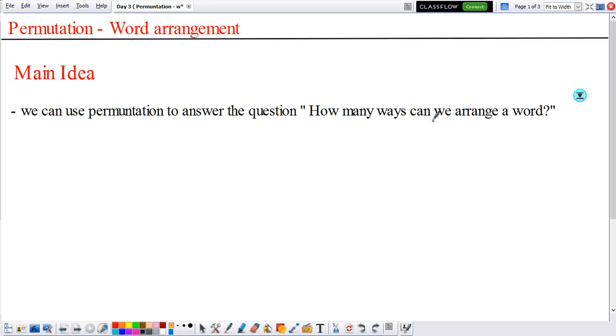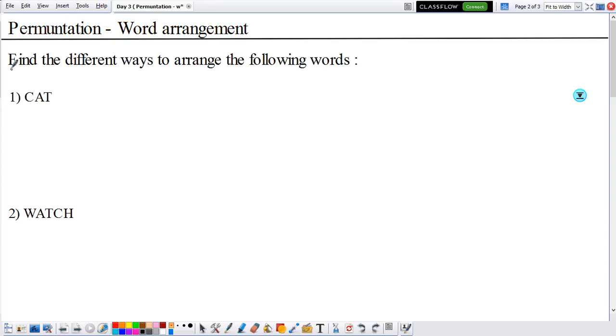Given a certain amount of letters that are in a word, how many ways can we rearrange those letters and still make a new word? For that, we use the idea of permutation. Now, let's see some examples. Let's start with something simple. Now here it says, find the different ways to arrange the following words.